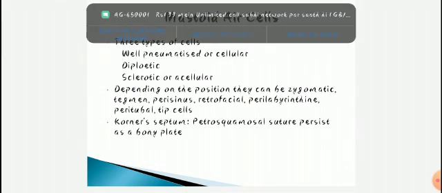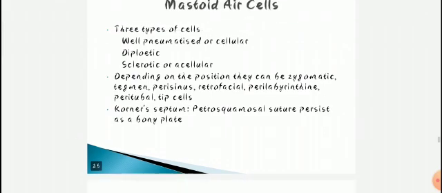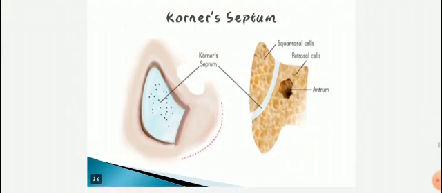Koerner's septum is where the petrosquamosal suture persists as a bony plate. This is an important structure. Unless you open it, one cannot reach the mastoid antrum. So this is the importance of Koerner's septum.